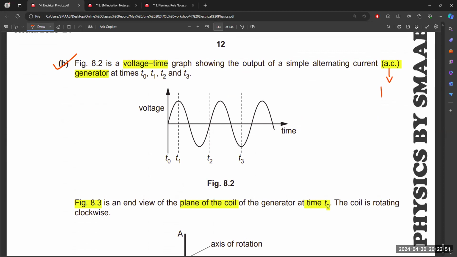It means we have to use the right hand rule this time, not left hand. So that's why rotation is already mentioned as clockwise, because in this case current is not given. The value of induced current is unknown.